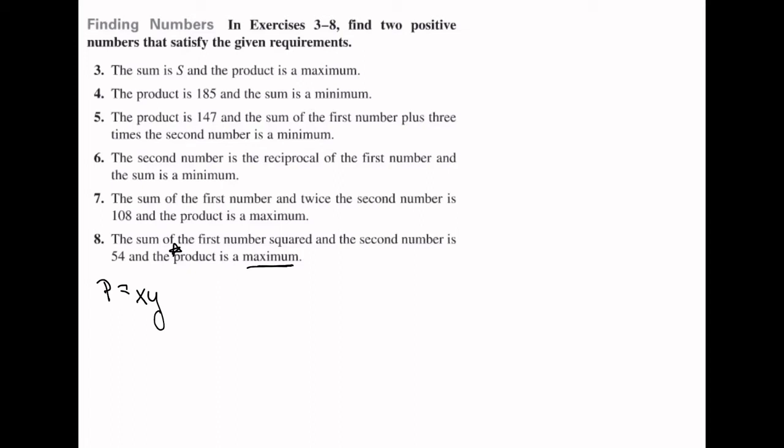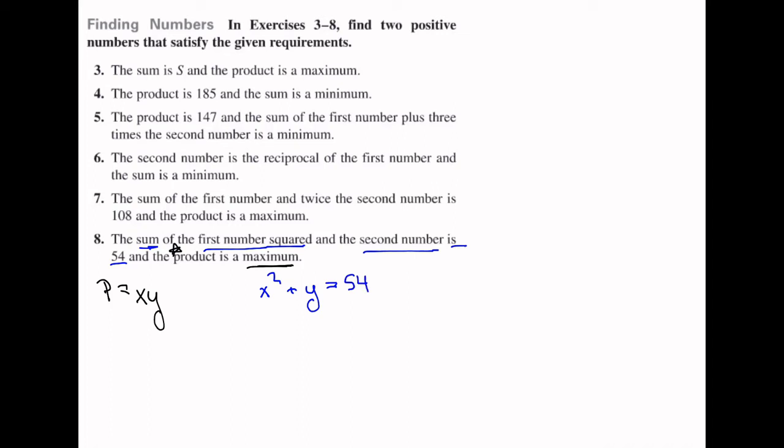So what's our extra information that we can use to get rid of either the x or the y? It's that the sum of the first number squared and the second number is 54. Just write that out as a mathematical equation exactly the way you just read it. So the sum of the first number squared and the second number is 54.